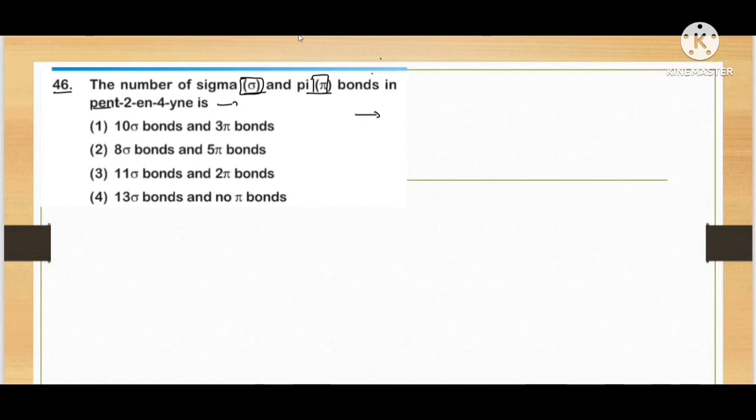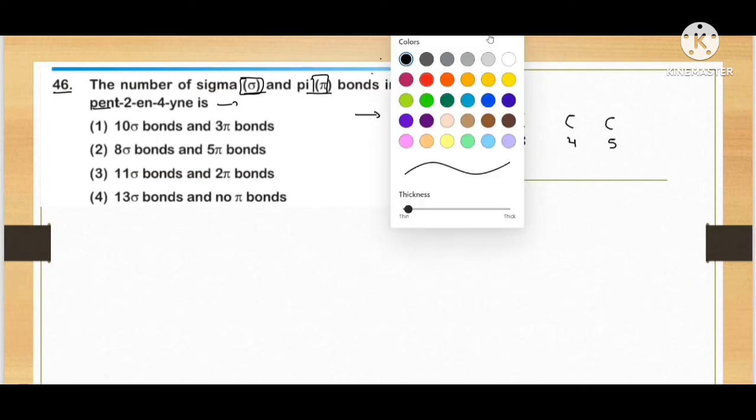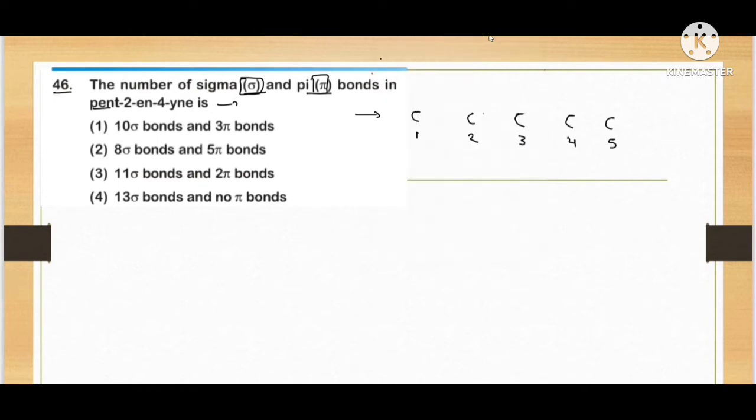Here they have given pent, that means 5 carbons. Here 1, 2, 3, 4, 5. Now let us number the given carbons: 1, 2, 3, 4, 5. Here they have given 2-ene, that means at the position of carbon 2 there is a double bond. Ene means double bond. And next 4-yne, that means at the position of carbon 4 there is a triple bond.